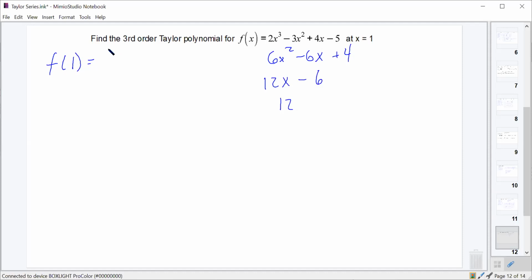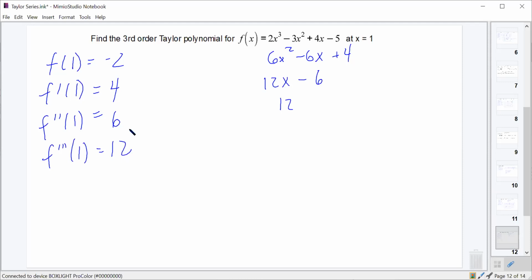Anybody? What's f of 1? -2. What's f prime of 1? What's f double prime of 1? And f triple prime of 1. Everybody agree with those? Yeah? No? Maybe? Okay.